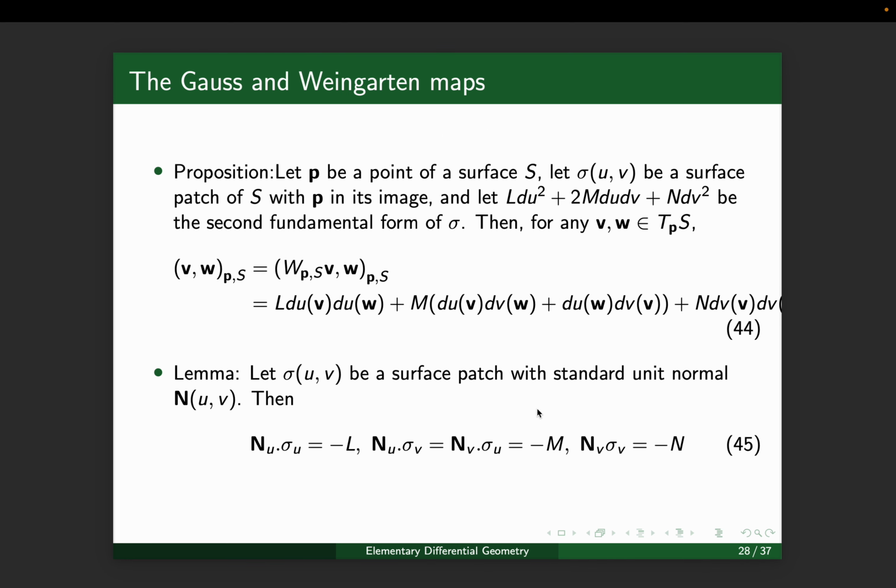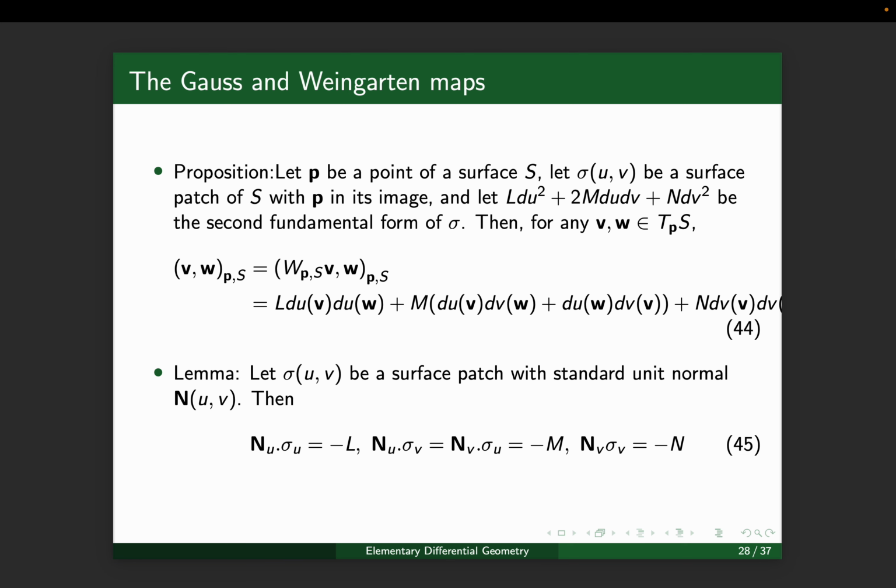So let P be a point on the surface. Let sigma be a surface patch defined through two parameters, u comma v, with P in its image. So let L du squared plus 2M du dv plus N dv squared be the second fundamental form of sigma. So the Weingarten map and the second fundamental form are defined through this quantity.